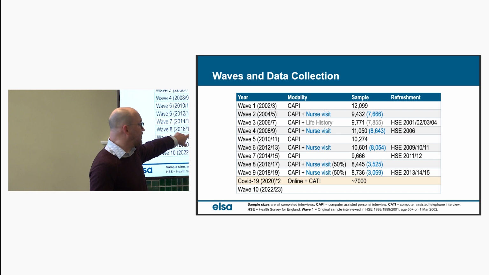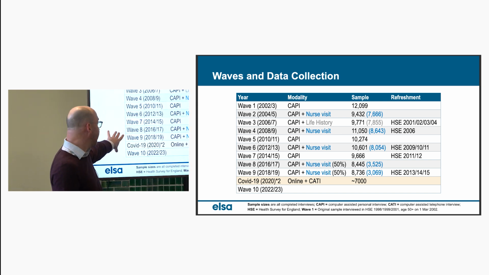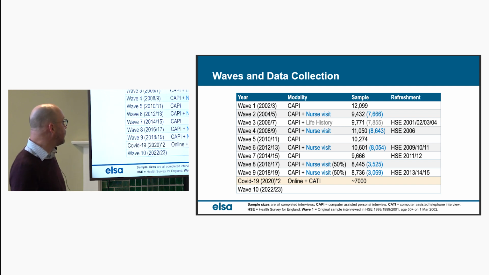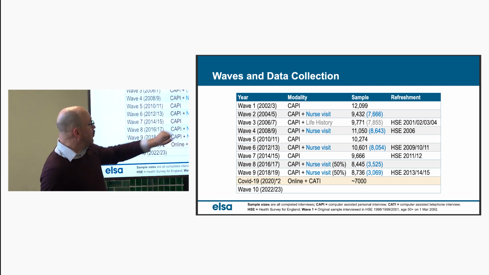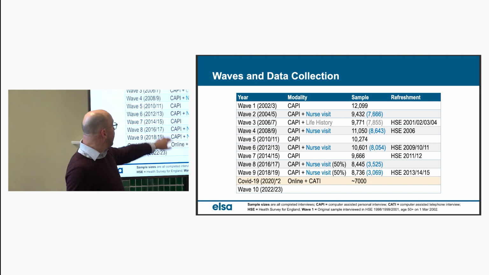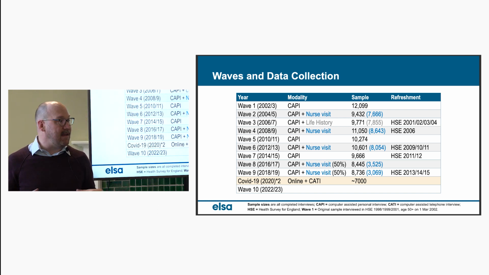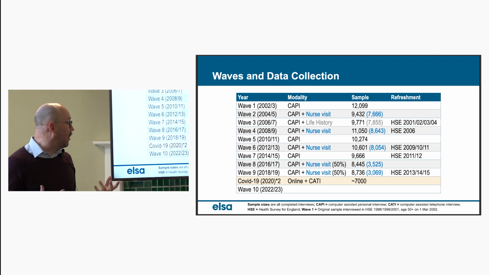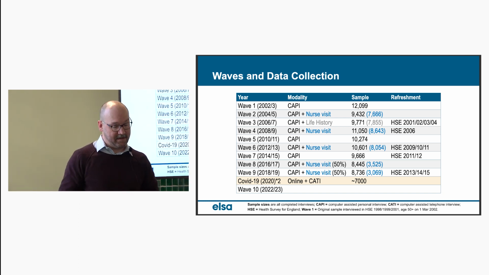This here is where there was a split between the nurse visits, so 50% got their nurse visit in wave 8, and the other half of the cohort got it at wave 9. You can see some of the sample numbers there, and then you can see where we've done refreshments to the study, like I said earlier, to keep it representative. And then wave 3, we also had a life history component where people answered things retrospectively about their entire life course and life history.